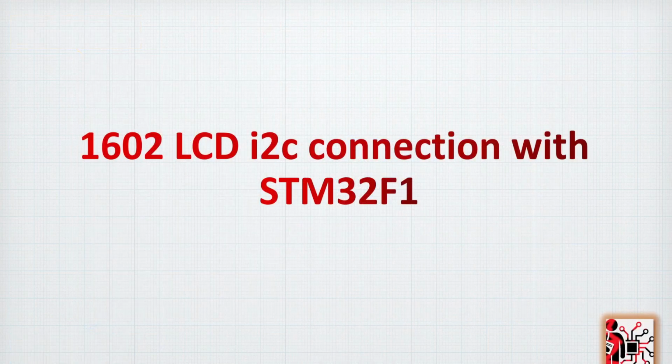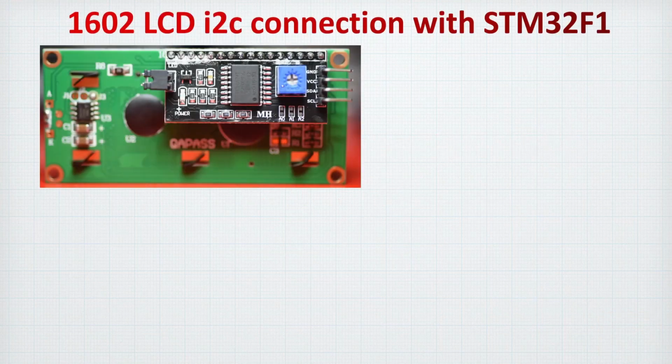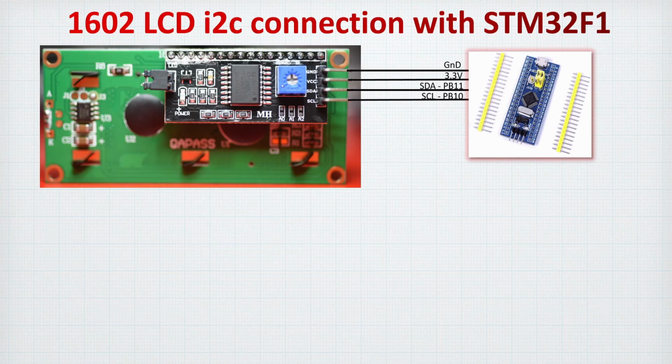Okay, so let's jump now to the connection with the STM32F1 using I2C. So this is the connection. Sometimes the LCD and the PCF come separately, so please solder them in this way. It's extremely important that you solder them in this direction. The connection is very easy, and in our tutorial we are going to use the I2C2 peripheral. We are going to use PB11 as SDA and PB10 as the clock.